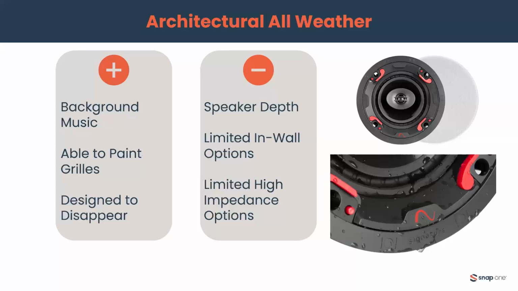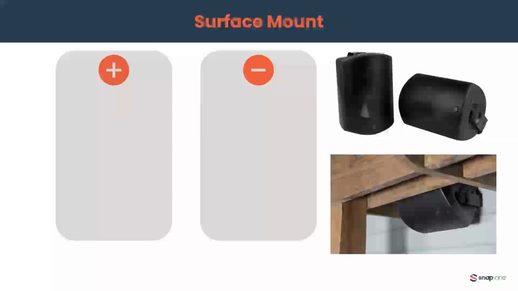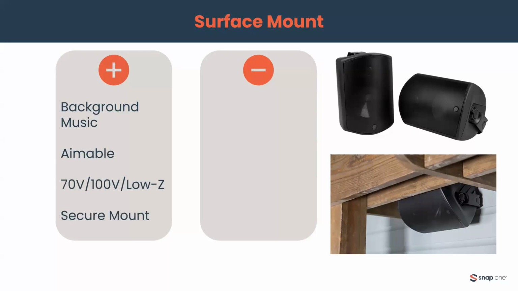Another great solution for outdoor products is going to be our surface mount. They're mounted to a solid surface like a wall or a fence or under an eave. And what's great is you can actually beam audio directly to a specific area. Again, great for background music. Again, they can be aimed at a specific location. And they are usually available in 70-volt, 100-volt, and or low impedance.